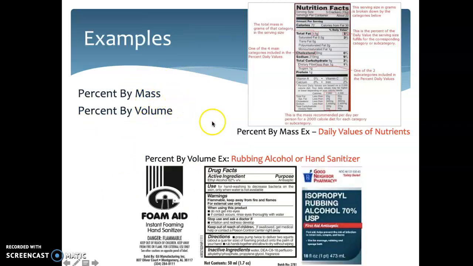So percent by mass and volume are often found in daily ingredients such as rubbing alcohol, hand sanitizer, percentage of nutrients, daily percent, that's by mass. You also have, as I just said, alcohol content in different types of drinks, or vinegar at the store, or hydrogen peroxide. All of those have percent by mass or volume. So all you have to know is that percent by mass and volume is really common in our daily life items, such as rubbing alcohol, hand sanitizer, and so forth. Okay, you don't have to know about calculations for that one.